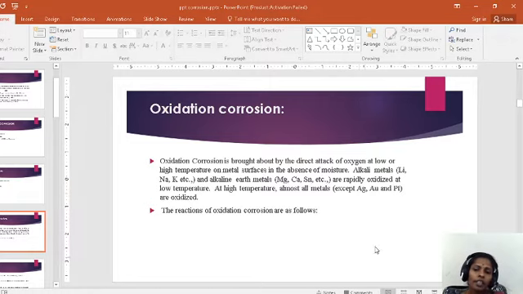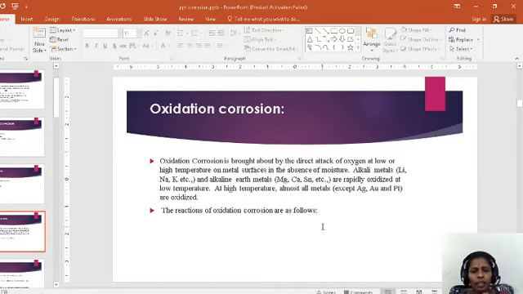At high temperature, almost all metals, that is, the remaining metals except the first group and second group metals, react with oxygen only at high temperature. They do not react at low temperature. The remaining metals react with oxygen only at high temperature, not at low temperature.